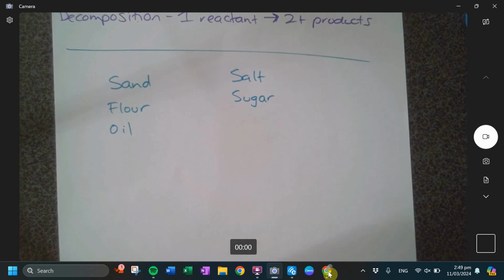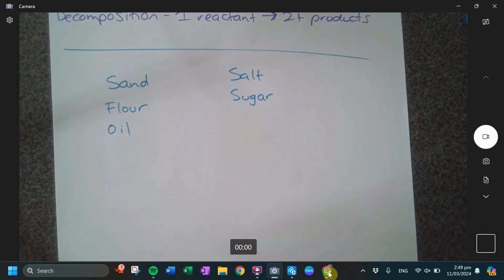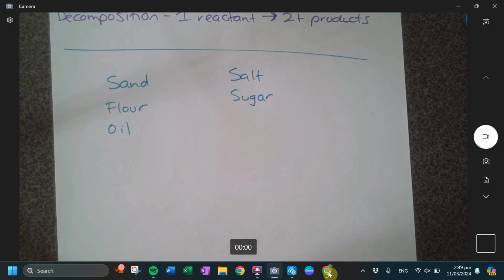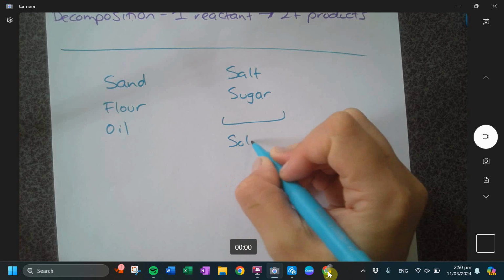Any guesses as to why these three belong together and these two belong together? Salt and sugar are very similar. You're right. They're both kind of like crystally structures. Solid. Bingo. Kathleen's got it. They are soluble. All right. Salt and sugar are soluble in water.